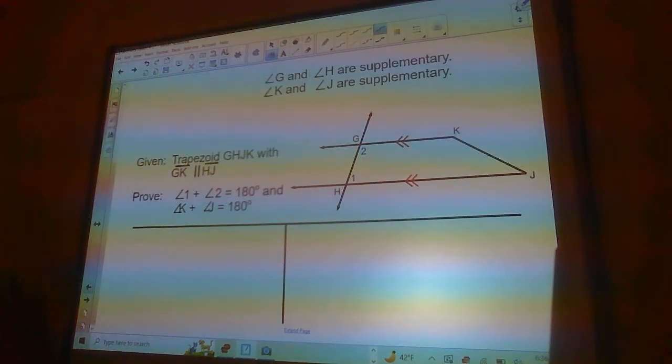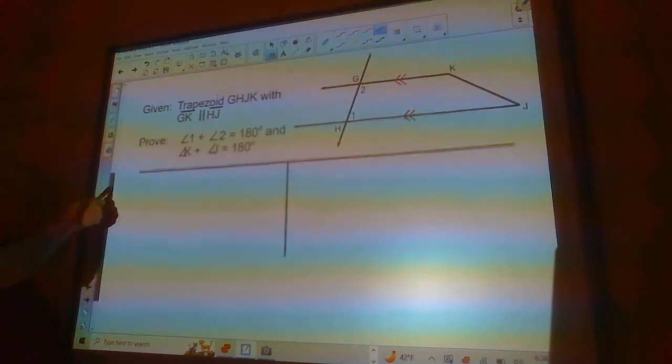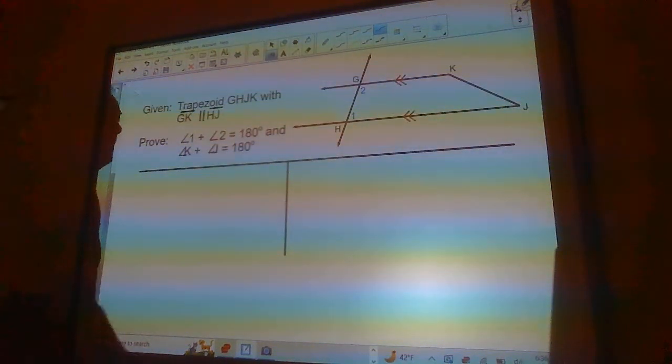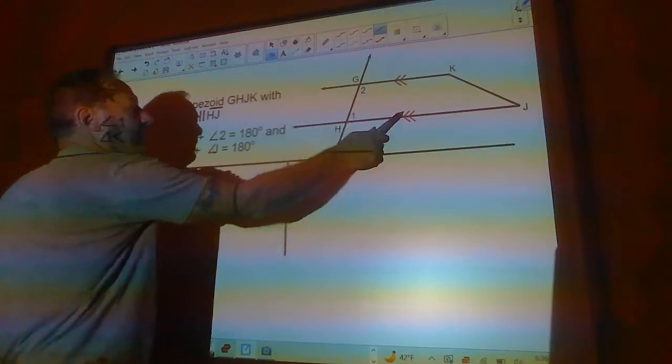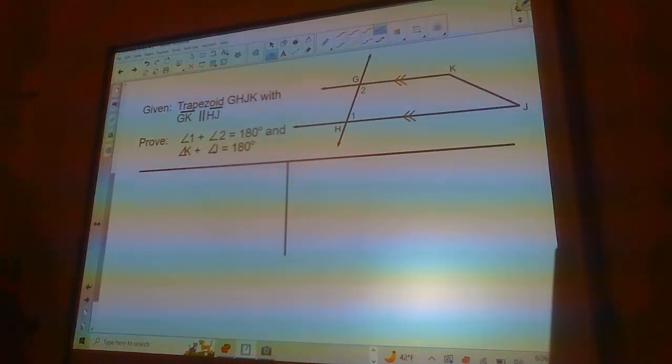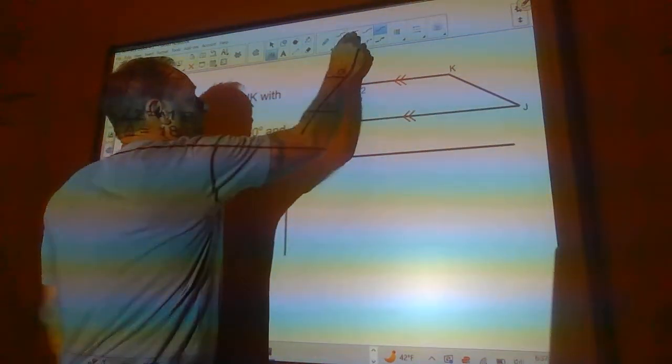We got a little proof here. We're given trapezoid GHJK, and GK is parallel to HJ. Prove that angle 1 and angle 2 add up to 180 degrees, and that angle K plus angle J is 180 degrees. So here we go.